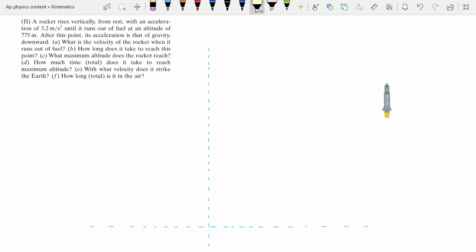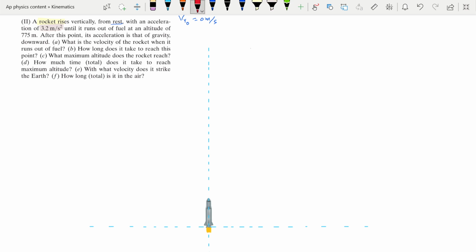This question is about the constant accelerated motion of a rocket which starts from rest. So it means that its initial vertical velocity is 0 meter per second. We consider that the rocket starts from its origin, or from the ground, where its initial displacement, its initial position, is 0. Okay, and what happens according to the question? It accelerates with 3.2 meter per second square until it runs out of fuel.